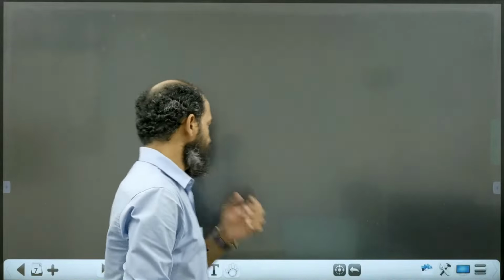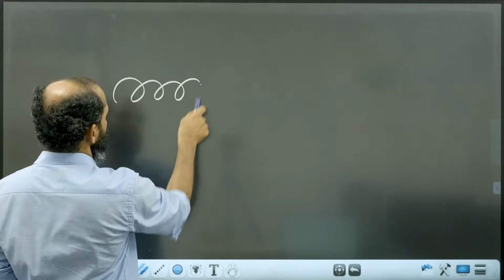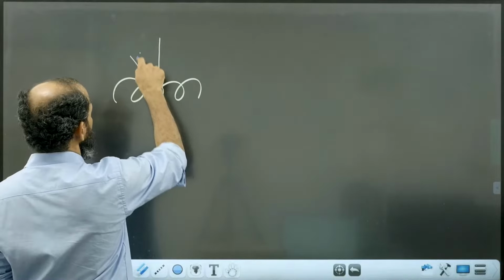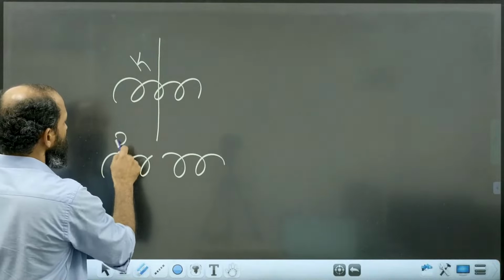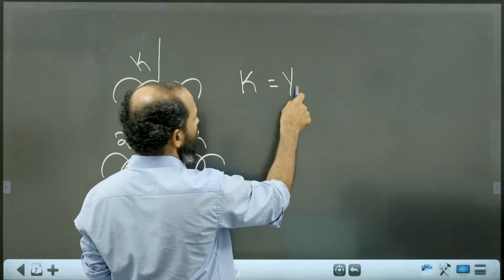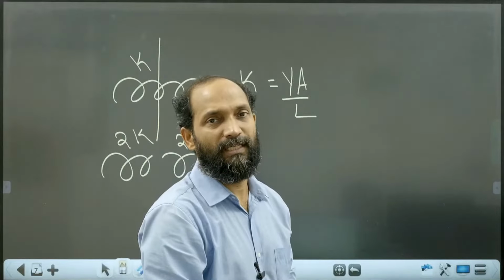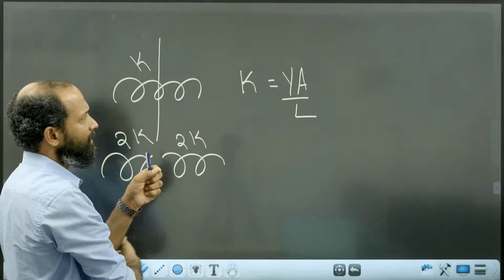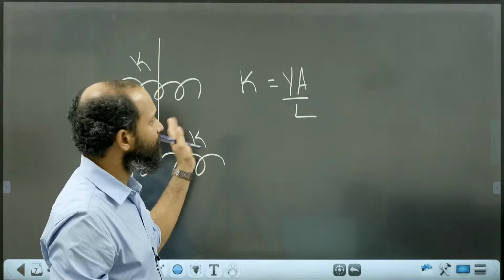Now, if you cut a spring with spring constant k into two equal pieces, on cutting, the spring constant of each of those pieces would be 2k. The formula for force constant we have learned, k as YA by L. Area does not change on cutting the spring like this on the transverse bisector. Y does not change. Young's modulus only depends on the material. Length is halved, then k has doubled.